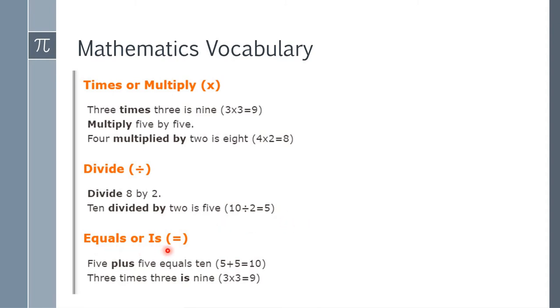Equals or is. When you are given a sentence and asked to write it in symbols, most of the time the equal symbol is represented by the word is. 5 plus 5 equals 10, so this is the symbol. Or 3 times 3 is 9. Here the word is represents the equal symbol, or means equals.